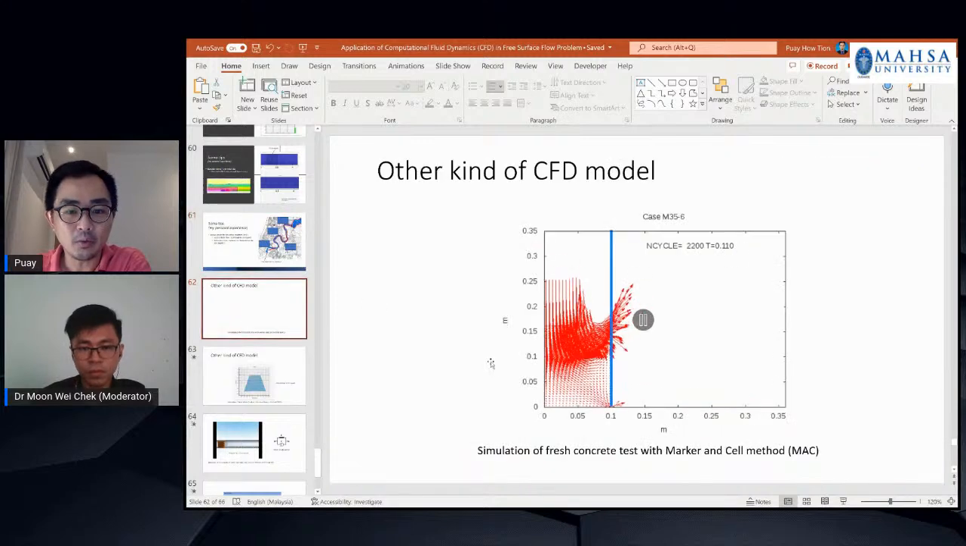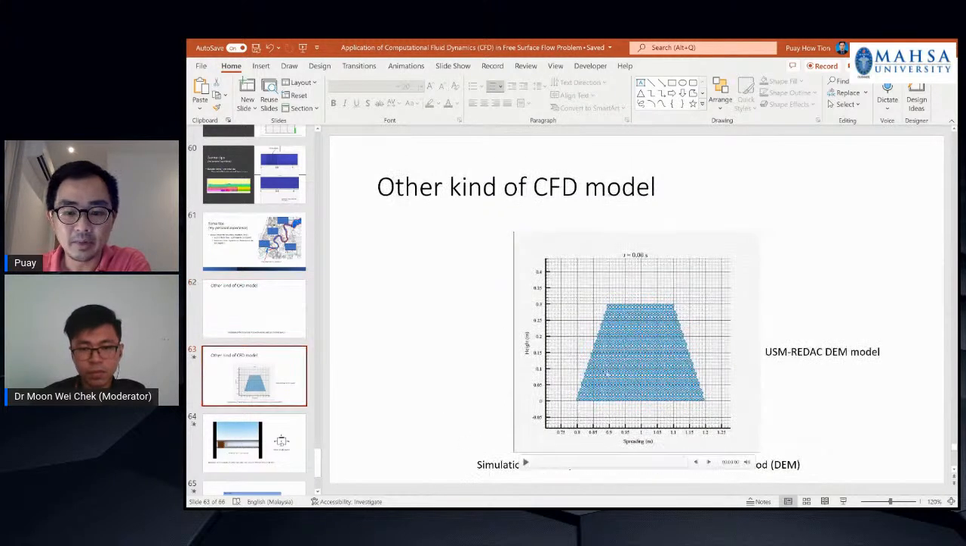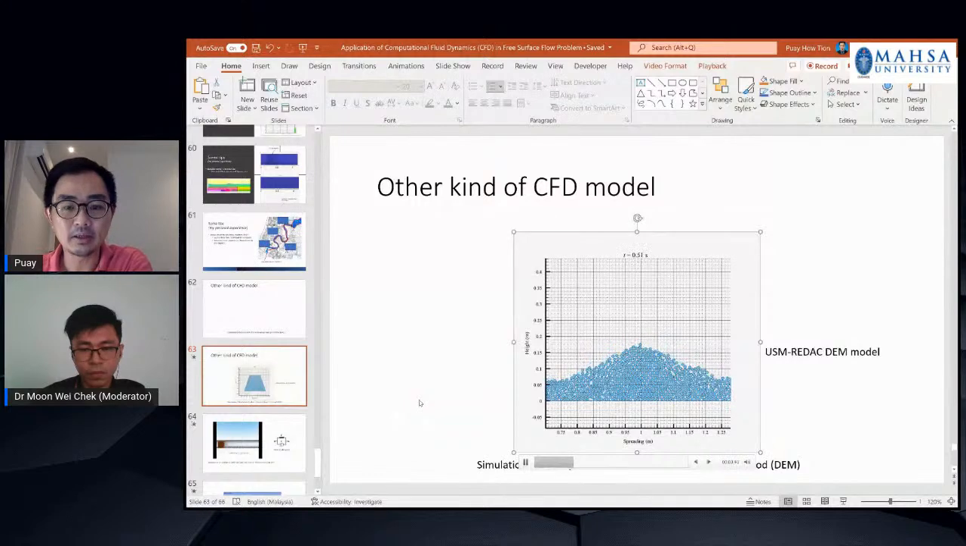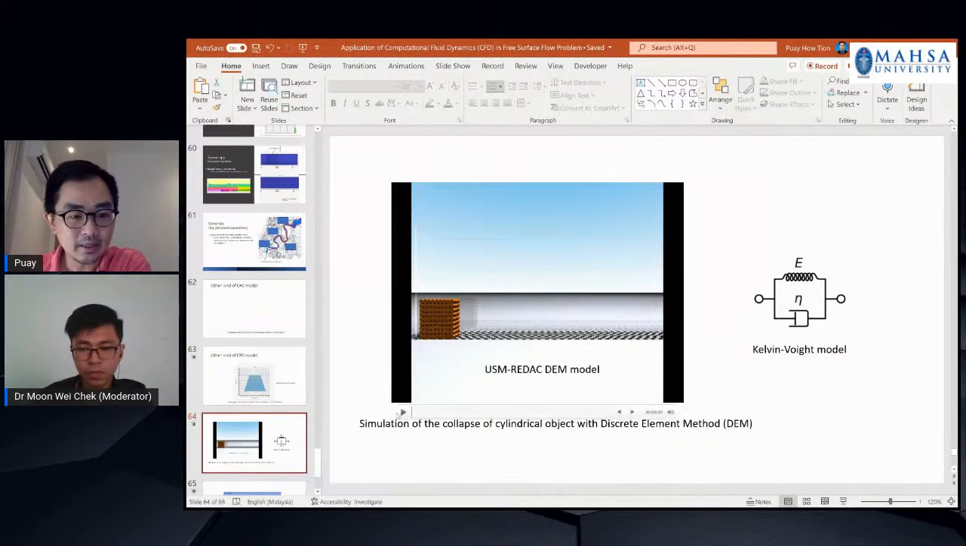Other kind of CFD application, for example, application of CFD in the simulation of fresh concrete here by using a DEM model. This is slightly different. This is a DEM model, discrete element model. You can see the slump flow can be simulated. And also using the DEM model, we can simulate the arrangement of objects. If you arrange like this, it might fail because it depends on the friction between all these rods here.